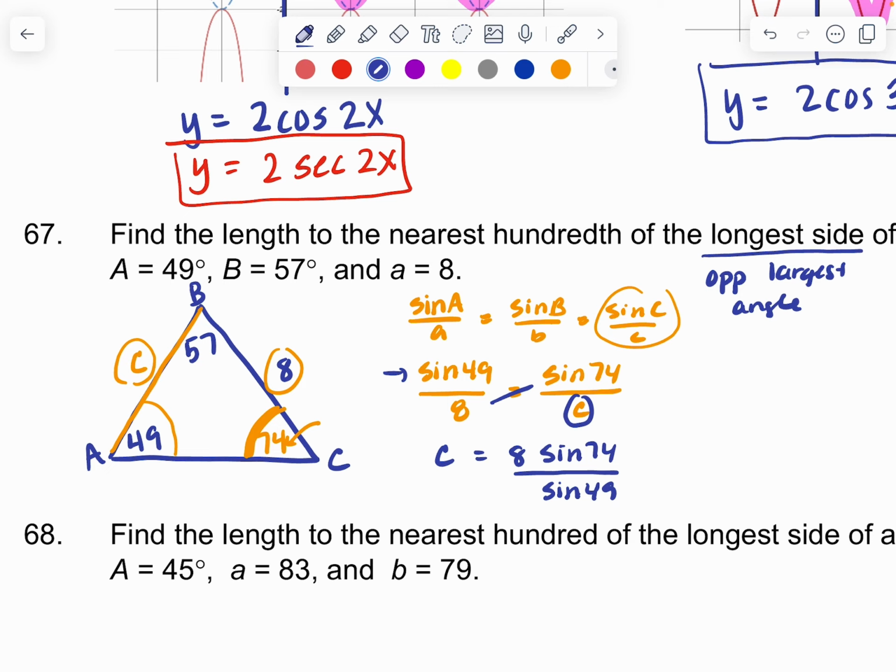Plug it in with me. Make sure you can do it. And you guys, for this one, I got that c is approximately 10.18 or something like that. Okay. All right, same thing for number 68.